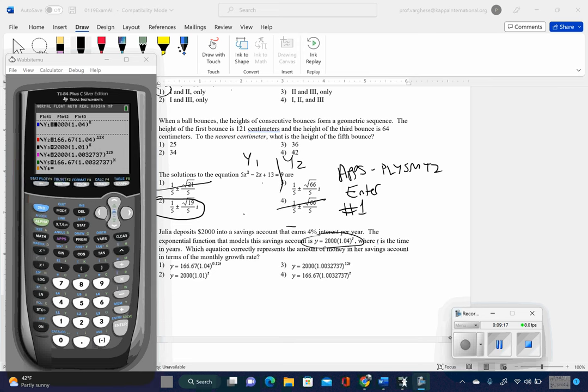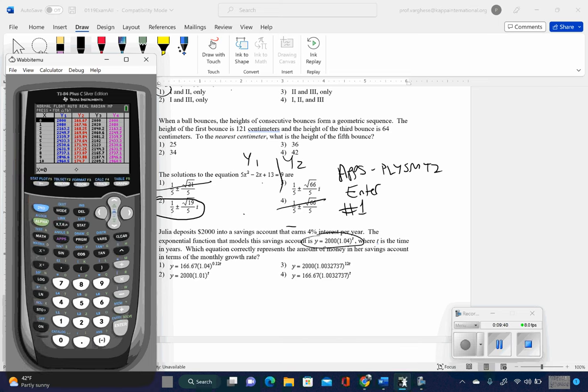And the second thing is make sure that you are careful because this right here, there's a whole bunch of numbers. So like, for example, I typed in 1.00323. That's wrong. It's 32737, right? So just make sure that you're typing it correctly. And again, you're going to go to second table, right? Second graph, and you're looking to see which one's equivalent. So Y1 is the original.